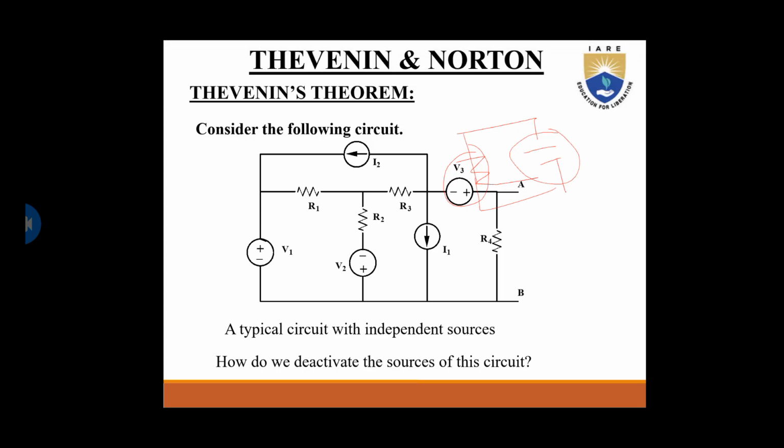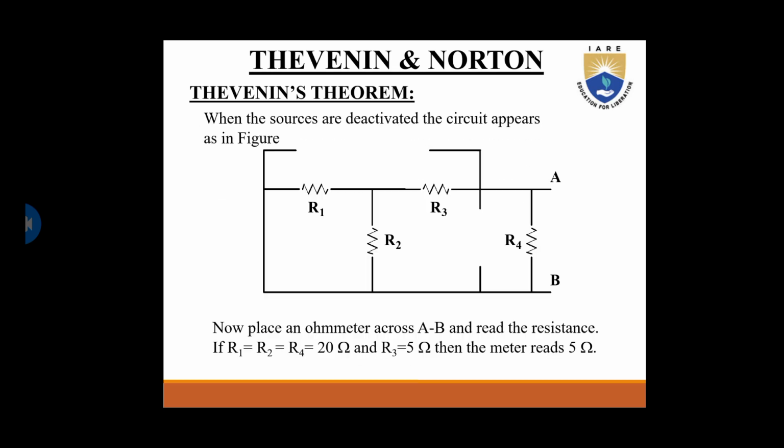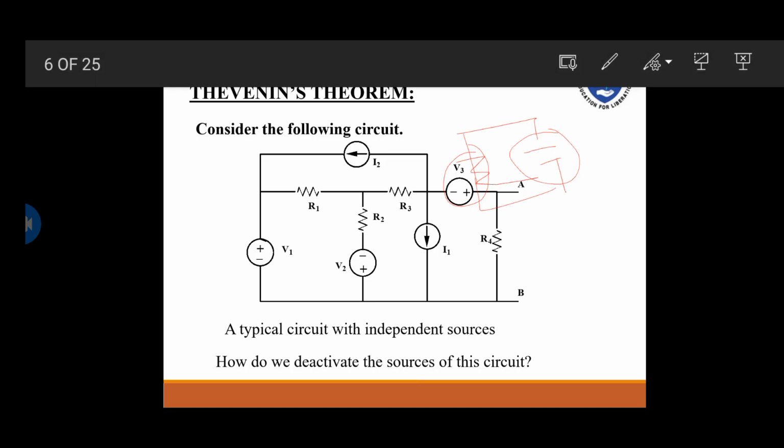Consider the following circuit, as you can see on my screen. Here are the voltage sources V1, V2, V3, the current sources I1, I2, and the resistors R1, R2, R3. These are the various components of a typical circuit, and these are all independent sources.